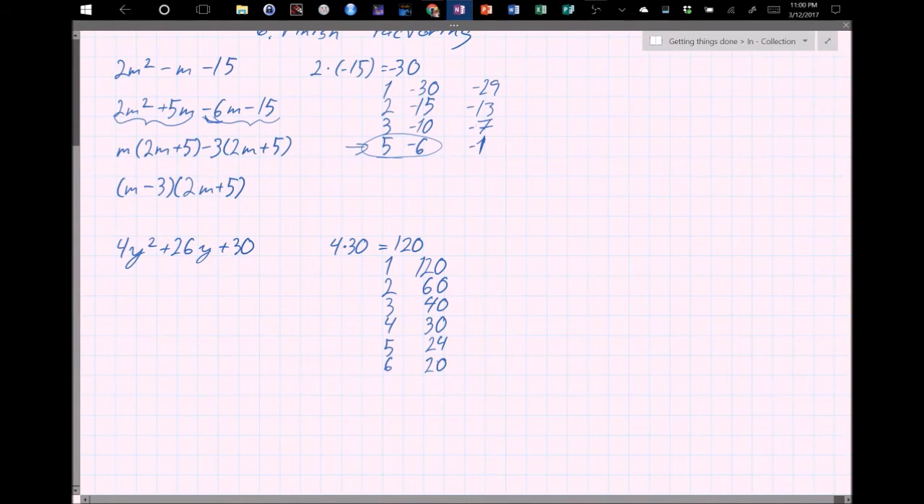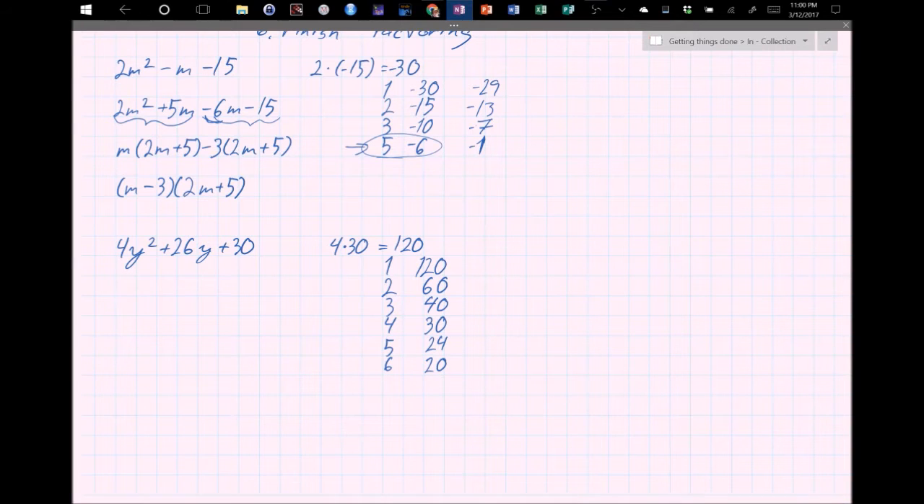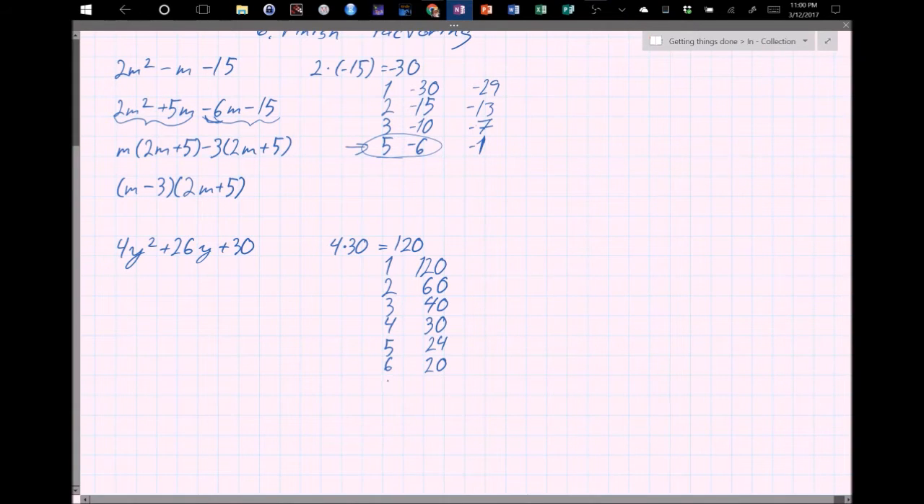6 and 20. Wait, I can stop there. 6 and 20, they're going to add up to my 26. I'm going to keep going for this moment. 8 and 15, 10 and 12. And so if I add them up, I'm going to get 121, 62, 43, 34, 29, 26, 23, and 22. So there's my factor pair.